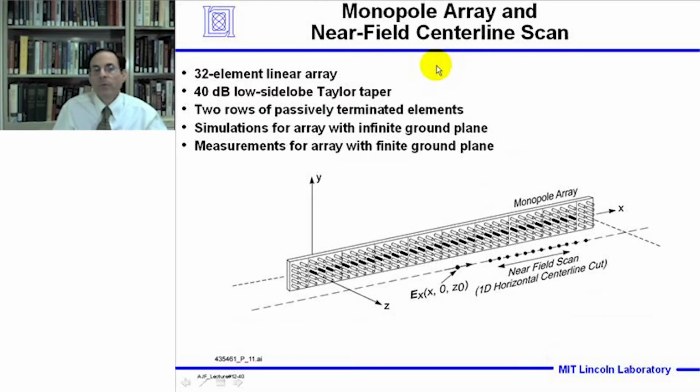So this slide shows an example monopole array and a near-field centerline scan, which is used to collect the near-field data. This is a 32-element linear array of approximately quarter wavelength monopoles with a 40 dB low-side lobe Taylor taper. There are 2 rows of passively terminated monopole elements. We're doing the simulations for an array with an infinite ground plane, and the measurements are for an array with a finite ground plane. We calculate or measure the electric field at a distance z0 in front of the antenna under test.